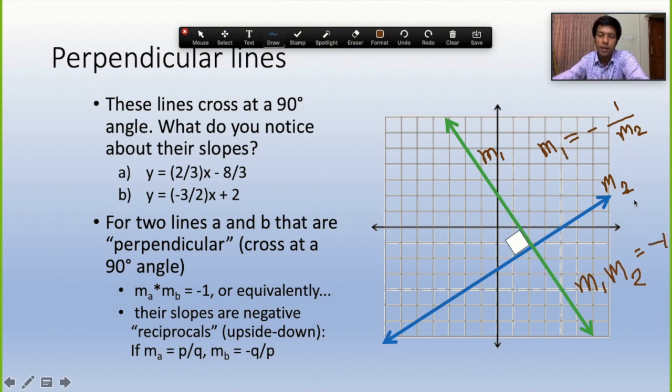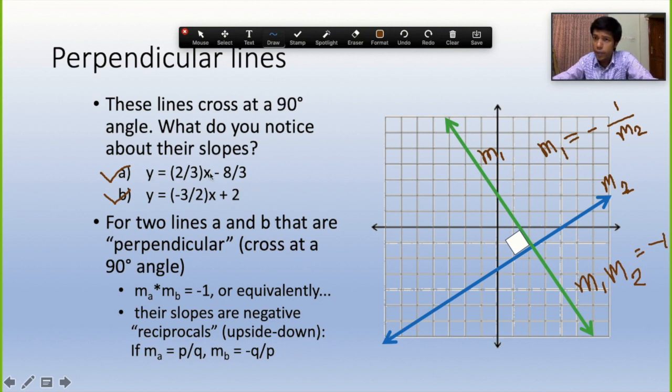So what does it mean? Let's look at an example. We have an example here, so let's use it. You see line A and line B. Suppose I am asking you this question now. There are two lines given. One line is y equals 2/3 x minus 8/3. The other line is y equals -3/2 x plus 2. My question is: are these two lines perpendicular to each other, parallel to each other, or neither? Two lines can be parallel, perpendicular, or not parallel and not perpendicular. There are three kinds.